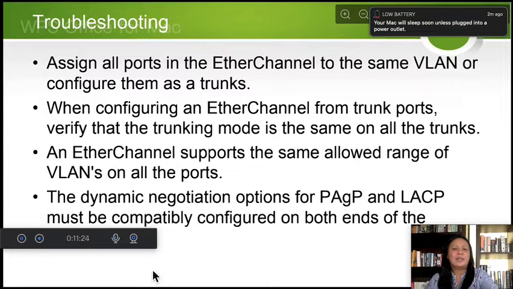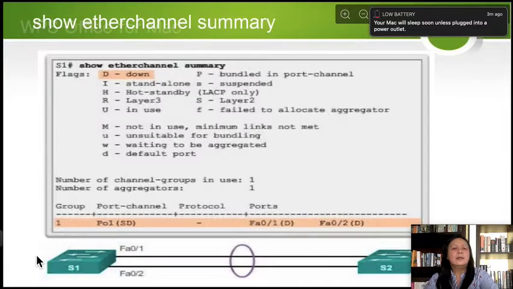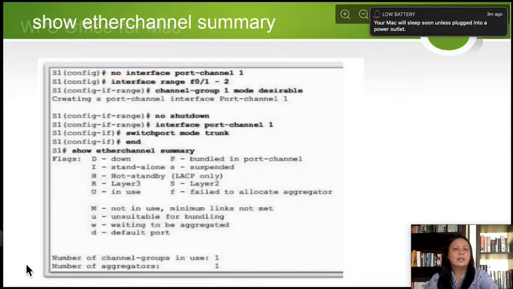Assign all ports in the EtherChannel to the same VLAN, or configure them as a trunk when configuring an EtherChannel. The EtherChannel must support the same allowed range of VLANs on all ports. The dynamic negotiation options for PAgP and LACP must be compatible and configured on both ends of the EtherChannel. Now this is the show etherchannel summary output for it.